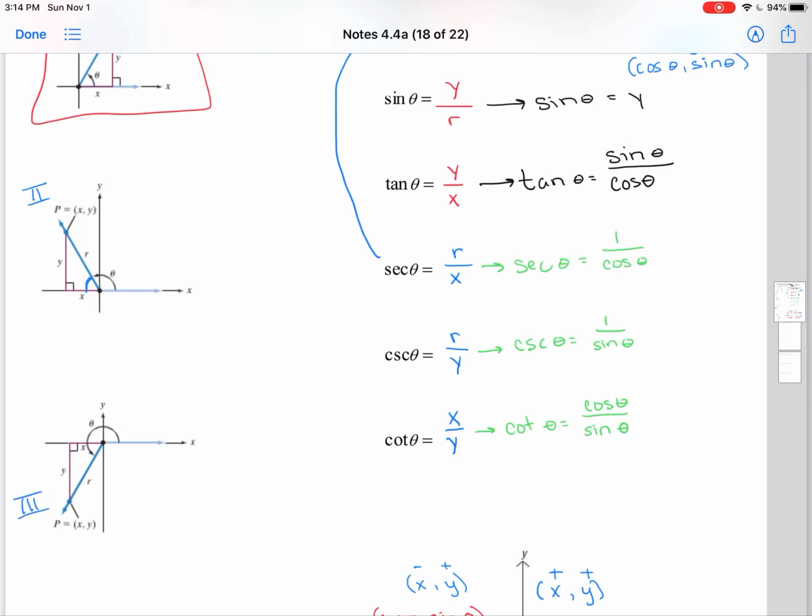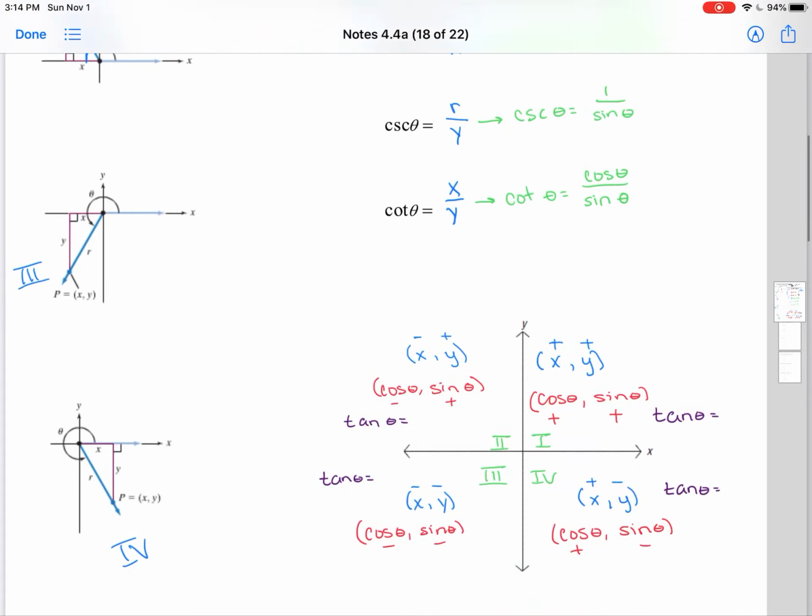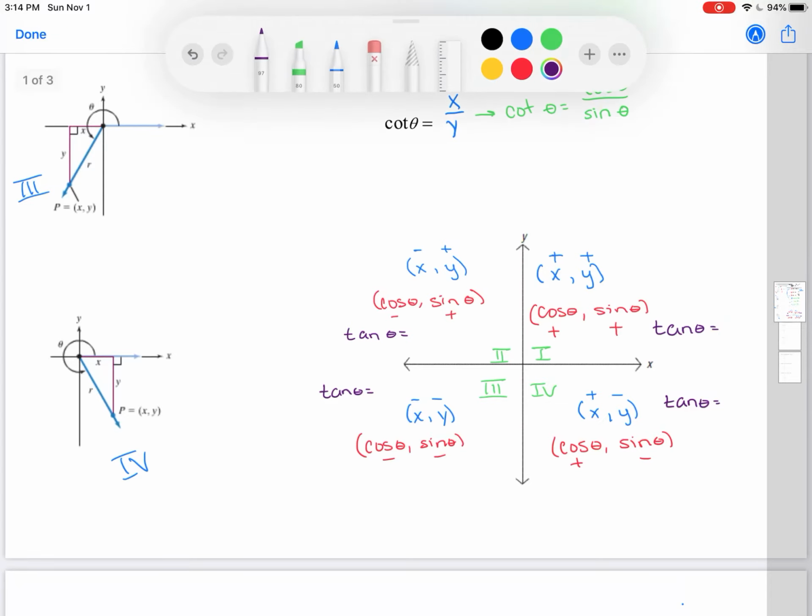And scroll up really quick. Remind yourself, tangent is always sine over cosine. So if my sine is positive and my cosine is positive, then I'm going to end up with a positive value. So we're just doing sine divided by cosine based off of which one's positive and which one's negative. In the first quadrant, I would have sine positive, cosine positive. Since they're both positive, I know my tangent's going to be positive.